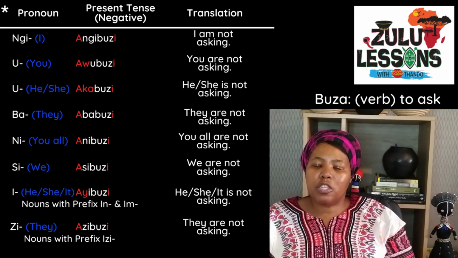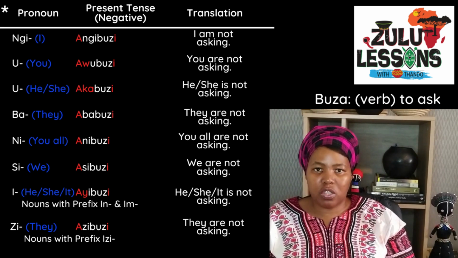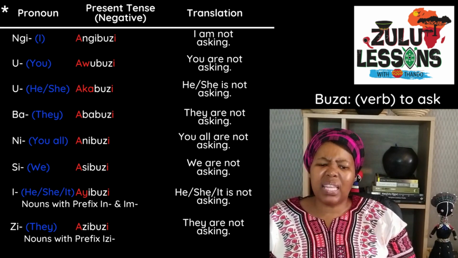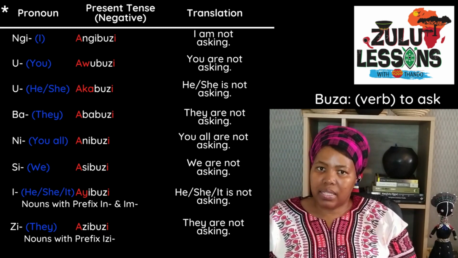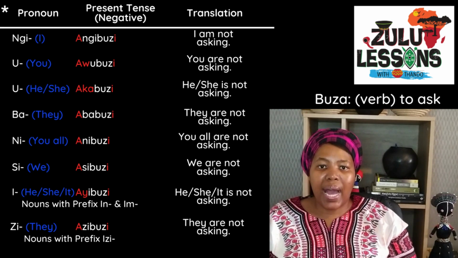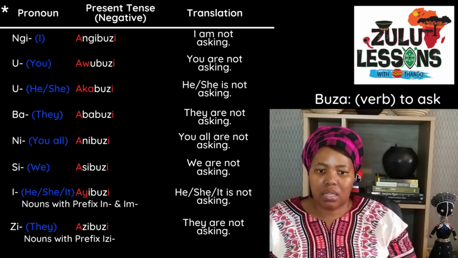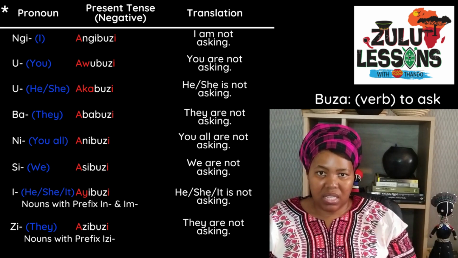And then the next one is he or she: akabuzi. He or she is not asking, akabuzi. The next one is ba, which is they. We are now saying they are not asking, ababuzi. Then followed with you all, anibuzi. You all are not asking. Then asibuzi, we are not asking.